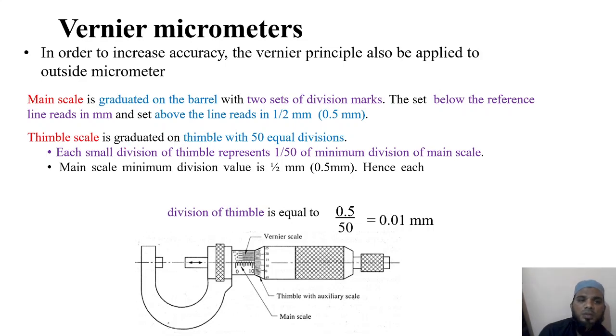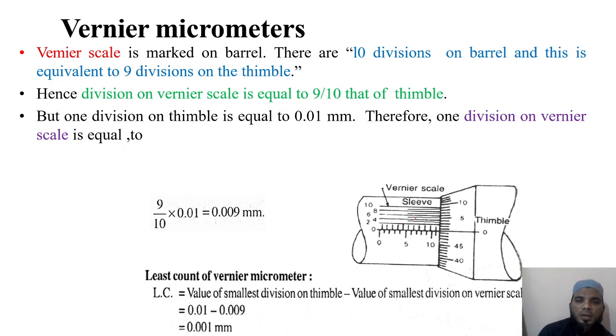Okay, the thumbnail is graduated with 50 divisions. Each small division is equal to 1 by 50 of a half mm, 1 by 2 mm, that is 0.5 mm. Hence each value is 0.5 by 50, that is equal to 0.01 mm. Clear? So see here, you have different readings. What is the least count? We have to calculate. The least count is the value of the smallest division on the thumbnail, which we have already found as 0.01 mm.